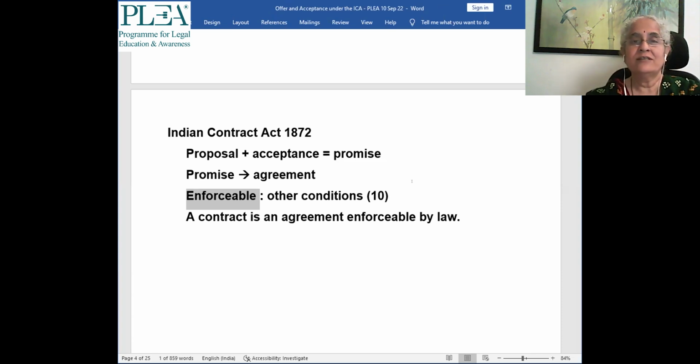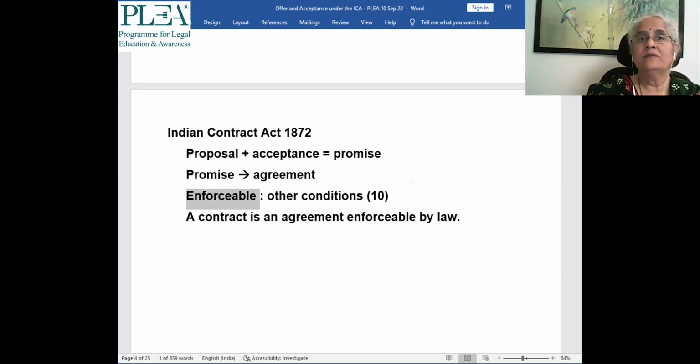And the fourth is that the agreement should not have been declared void by the Act or by any other law. And in most commercial transactions, all these requirements are automatically fulfilled. No one actually puts a tick mark in those boxes as to whether these four conditions are fulfilled.